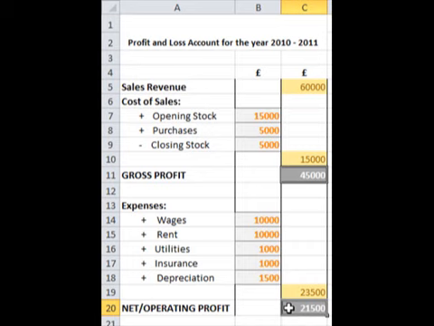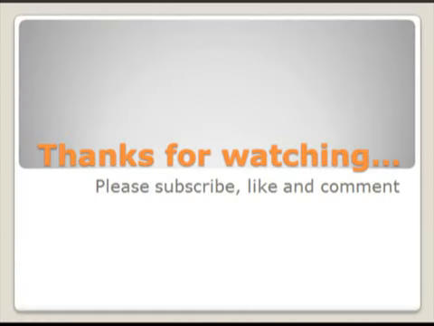If the value in this box here at the bottom right was a negative number, we have made a financial loss for that year. And that's how you complete a basic profit and loss account for business finance.